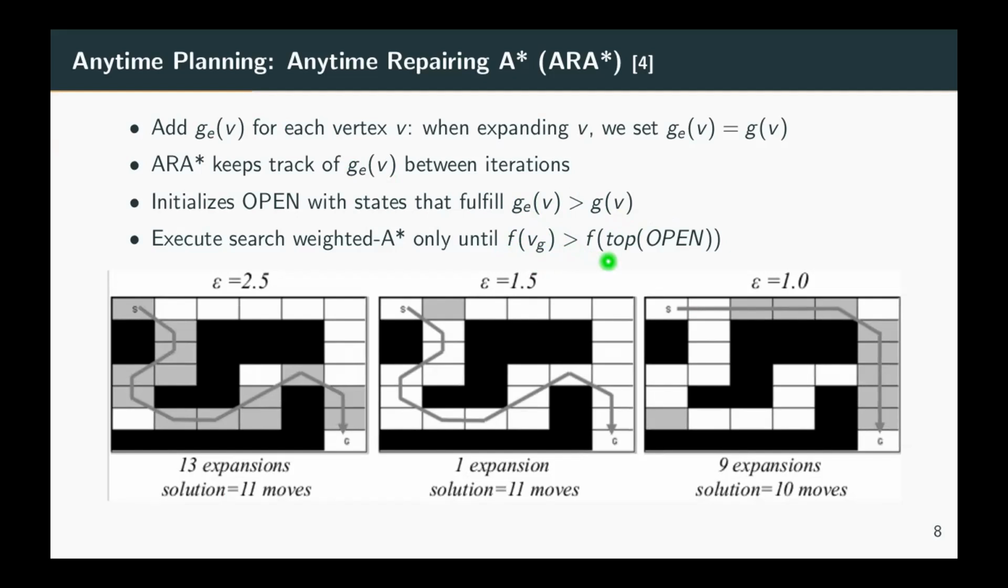And on the examples that we have just seen before, that has the advantage that we don't need many more expansions. So when we go from 2.5 to 1.5, instead of expanding now as before 15 cells, we only need one additional expansion. And then if we change our epsilon to 1.0, we just need 9 additional expansions, and we find the better solution.